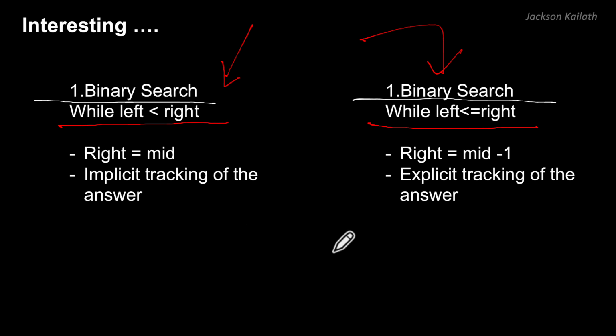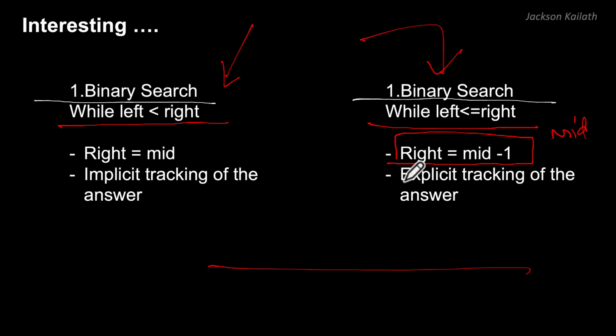Now again, I'm leaving you with this. The only interesting thing that you can notice over here is in this approach, when we get a value for mid which is valid, we would be updating right to mid - 1. In this way, we are excluding the valid answer which is at mid. Okay, and we used explicit tracking of the answer by setting k to the answer that we got. So this is what we discussed.